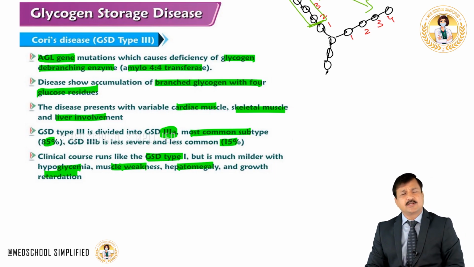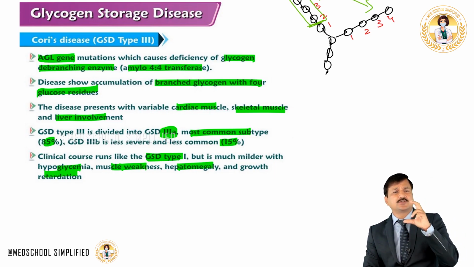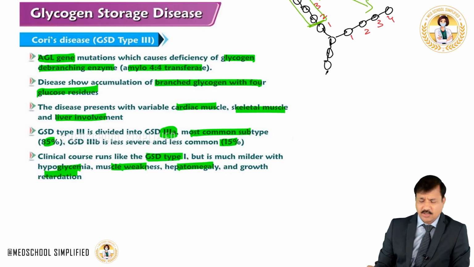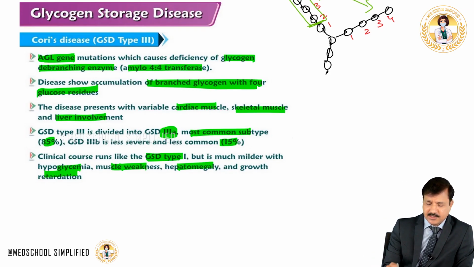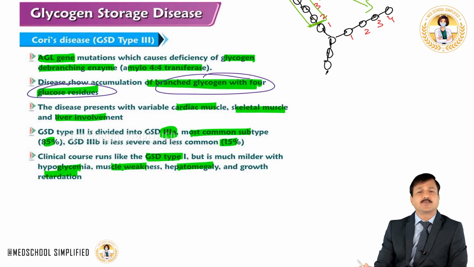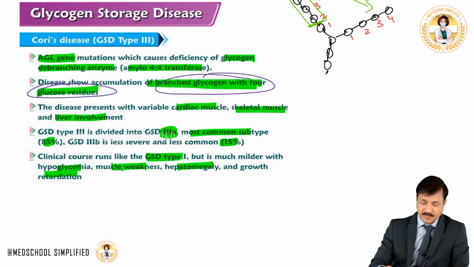The most important feature for diagnosis, you need to look for the type of glycogen that is accumulated in this disorder. Look for that. It is an accumulation of branched glycogen with 4 glucose residues left at the branch point. You got to look for that. That's the important clue for the diagnosis.